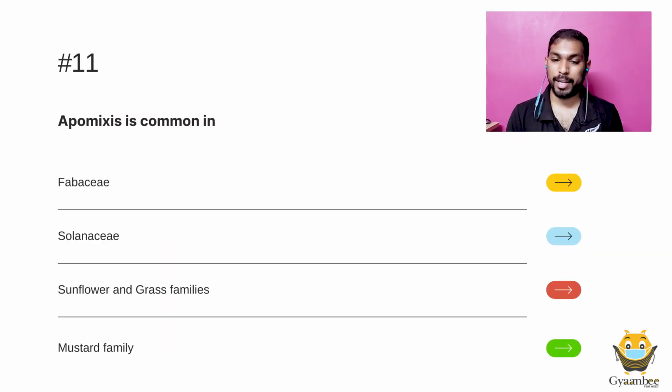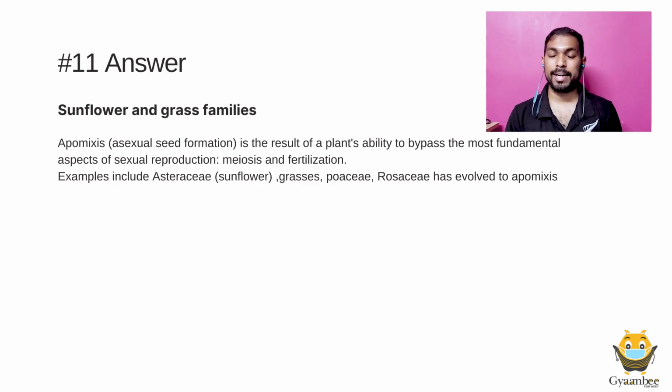Question number 11 reads: apomixis is common in which of these? Your options are A, Fabaceae, B, Solanaceae, C, sunflower and grass families, or D, mustard family? So Fabaceae, Solanaceae, sunflower and grass families, and mustard family. A lot of you got the answer right, so very good answer. The answer is in fact sunflower and grass families.